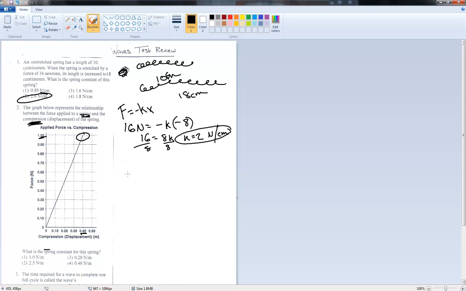So again, Hooke's law. The force is 1 newton. 1 equals negative kx, and x in this case is negative 0.4. So we have 1 equals 0.4 times k divided by 0.4. And then we get that k equals 2.5. Now we're in newtons per meter this time.